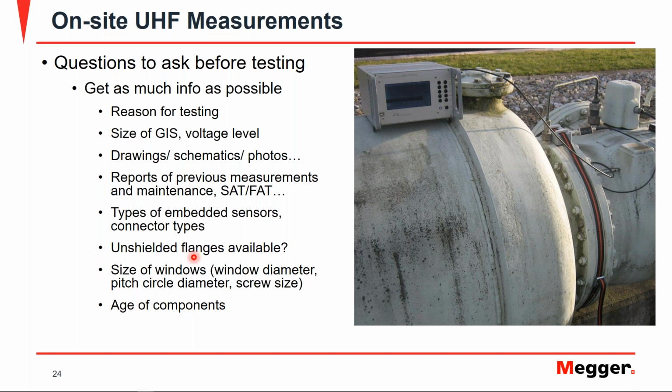If there aren't any external flanges available, are there any windows available? And what is the size of the windows? You need to know the diameter, pitch circle, and screw size, so that you can apply the window sensor to the observation window. It's also always nice to know the age of components to get an overall understanding.